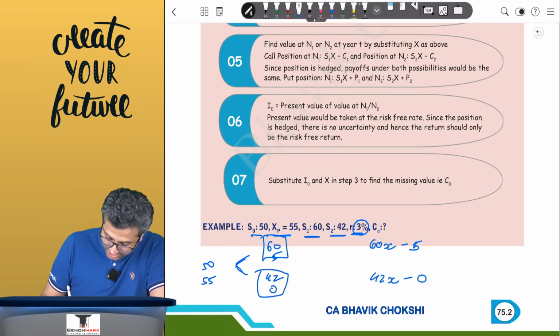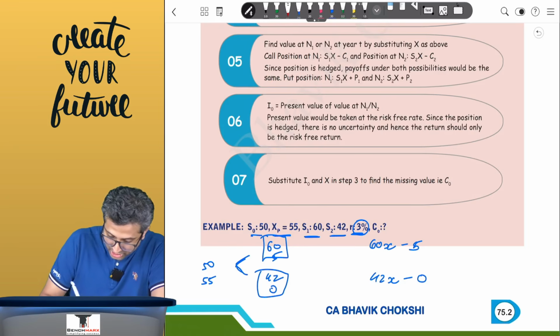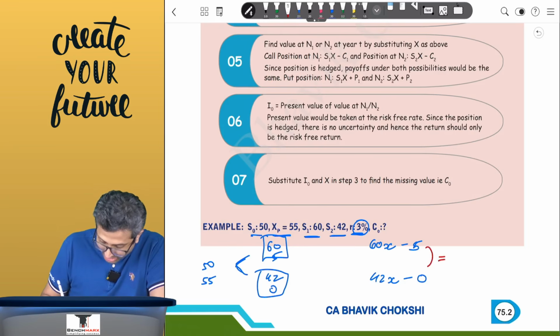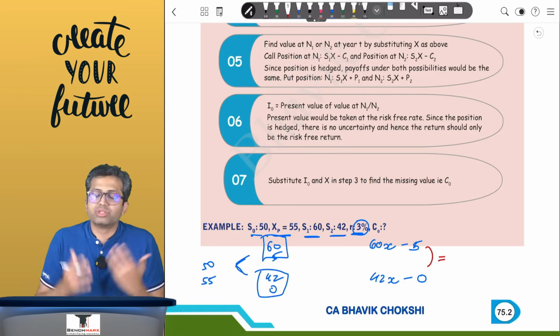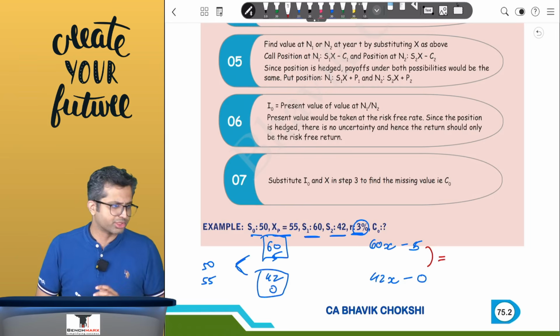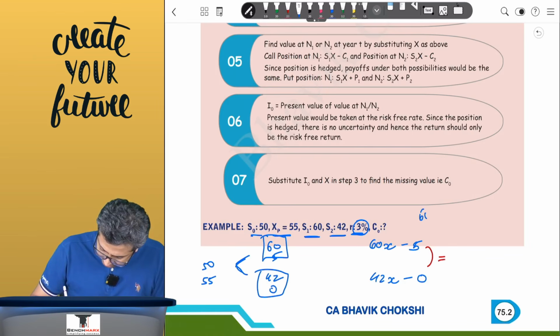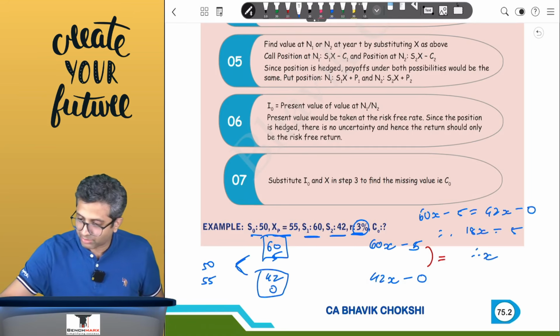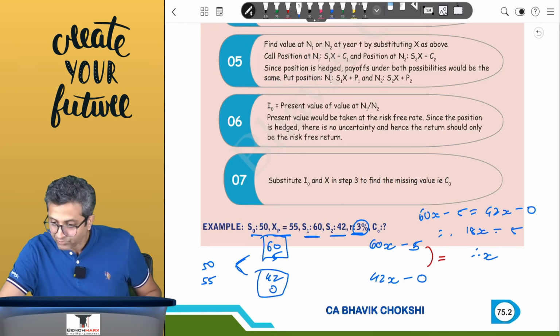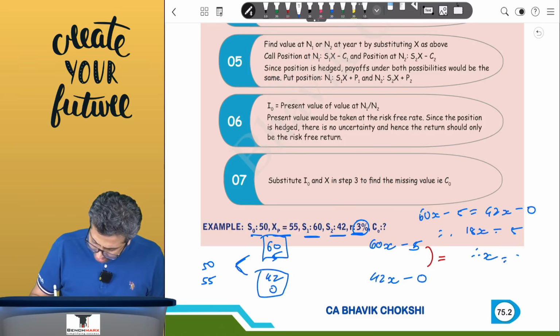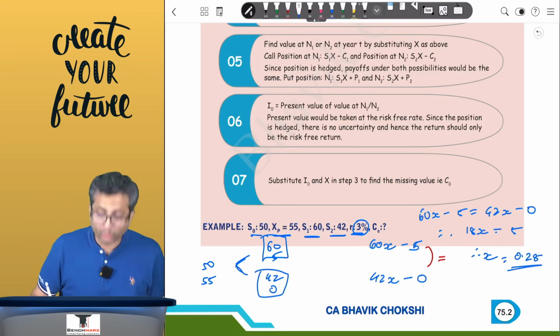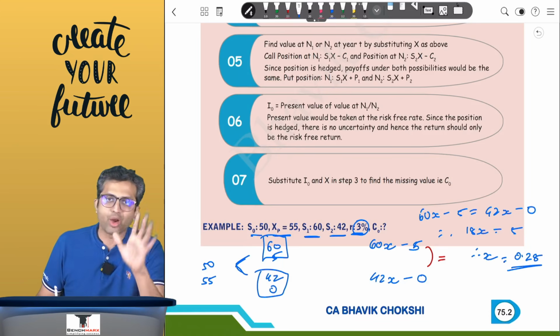Now the problem is there are these two positions, but they are hedged, and hence these two values have to be equal. The hedge means no matter what happens, and these are the two possibilities, these values will be equal. Which means if you sit and solve, this will be 60x minus 5 equals 42x minus 0. Therefore 18x equals 5, so x equals 5 divided by 18. This will give you 0.28. That means for every call option sold, you will go long 0.28 shares.